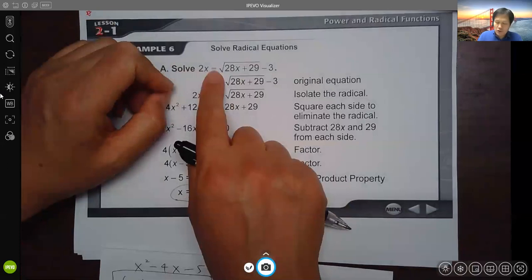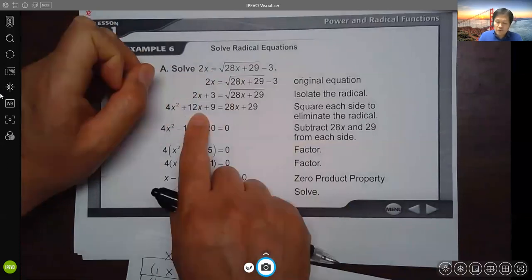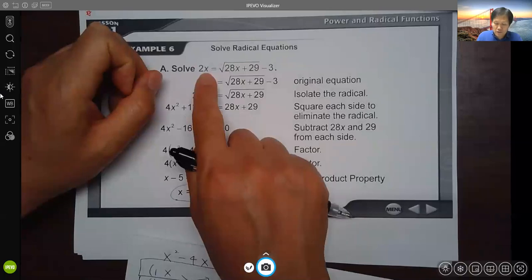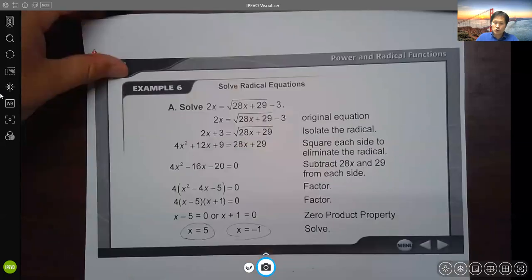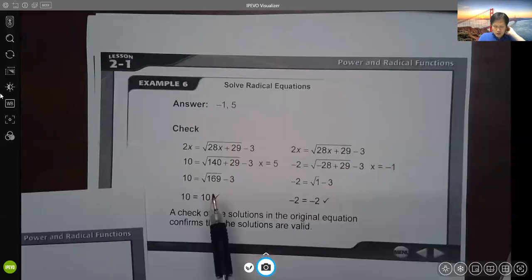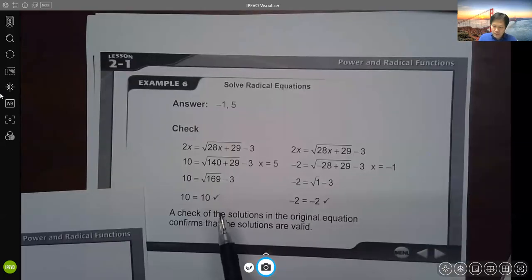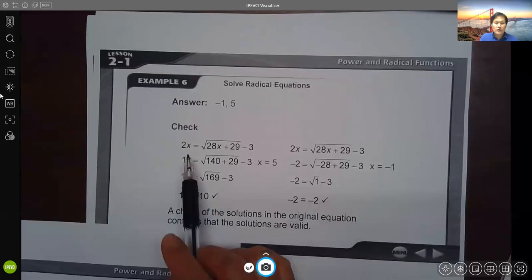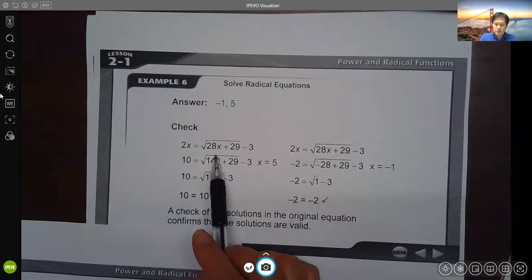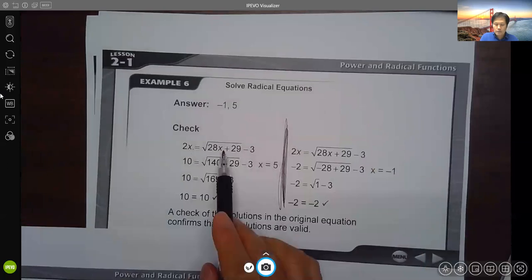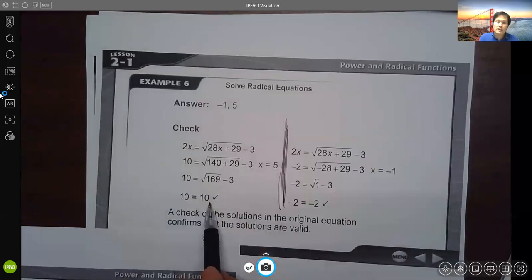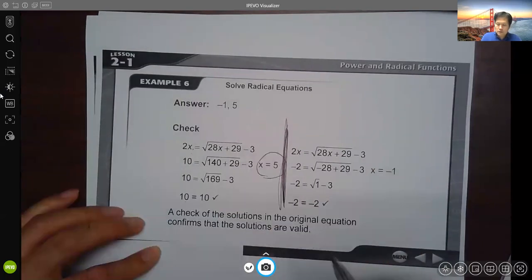Do not plug it in here, do not plug it in here. You have to plug 5 into the very original here. Plug it in 5. Make sure they are equal to each other. So if they plug in 5 here, they plug in 5 here. Okay. So they plug in 5. Is 10 equal to 10? Yes. So 5 works.